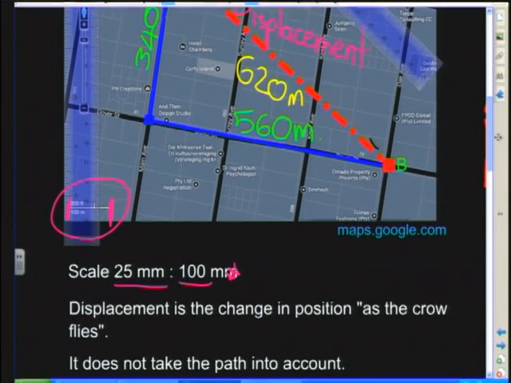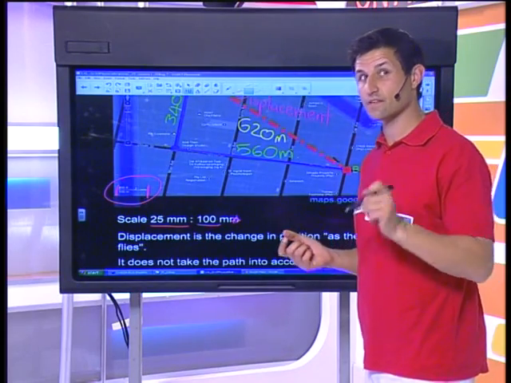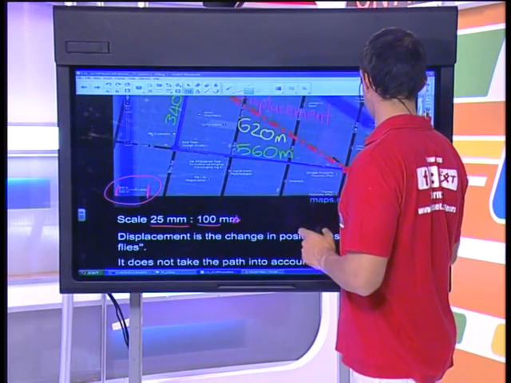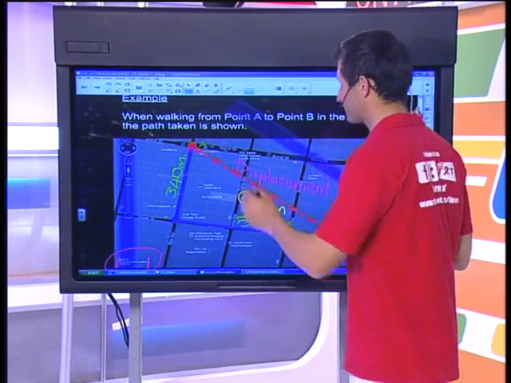I'm writing it in, 620 meters, over there. Now, the thing that I need to add to displacement is direction. Now, what I'm going to ask you to do, if you're doing this at home, is I want you to give me direction in terms of bearing.